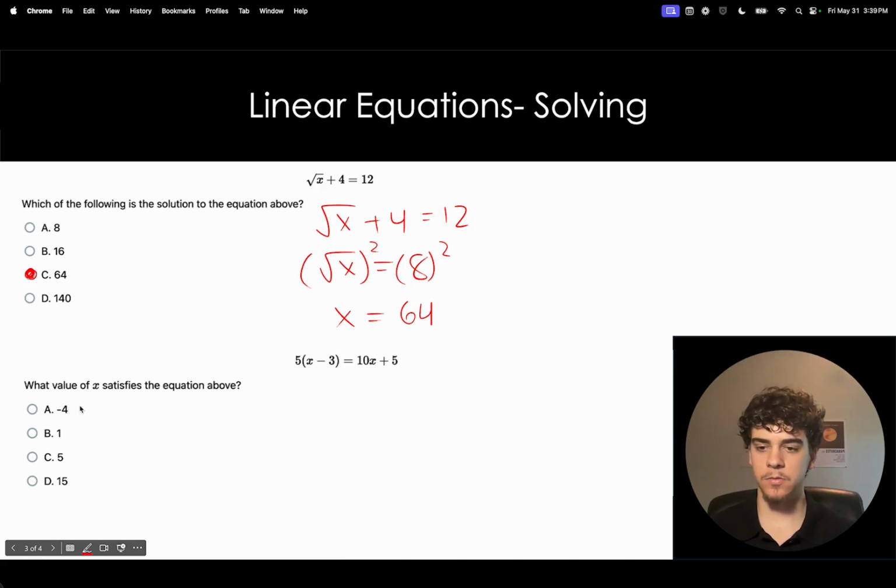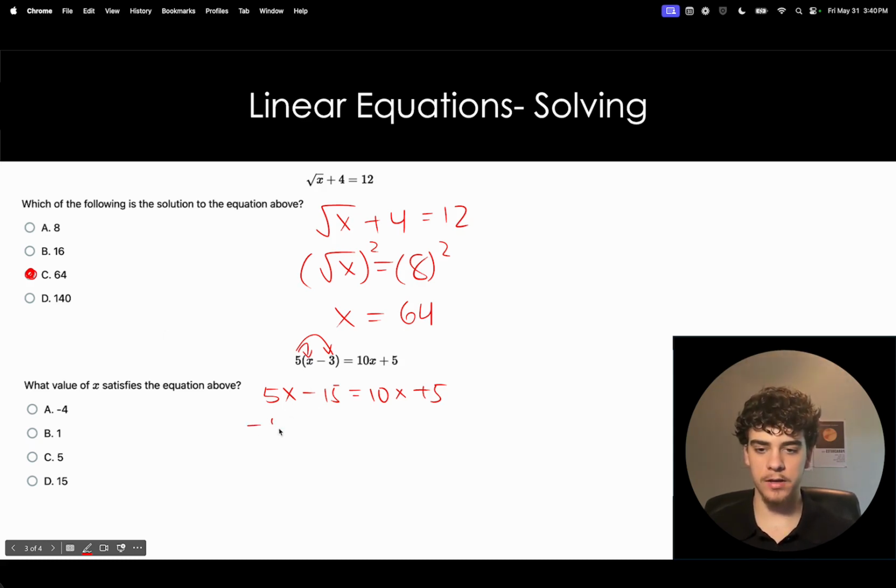For this one, it says what value of x satisfies the equation above, and we have 5 times x minus 3 equals 10x plus 5. So for this one, you have to know the distributive property, which is that we have to distribute this 5 to everything in the parentheses, and once we do that, we'll have 5x minus 15 equals 10x plus 5, and then from here, we can just get x on one side and then solve for it.